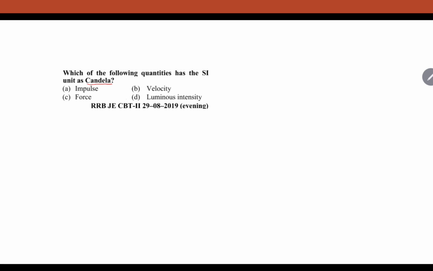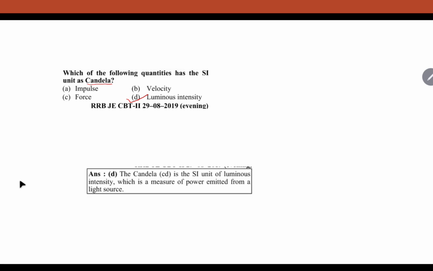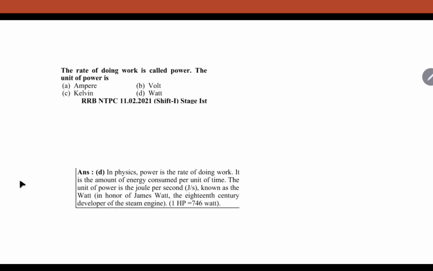The right answer for this question is option D. The candela is a unit of luminous intensity, which is a measure of the power emitted from a light source. And next question, the rate of doing work is called power, the unit of power. So simply here asking, what is the unit for power? And the right answer is watt.